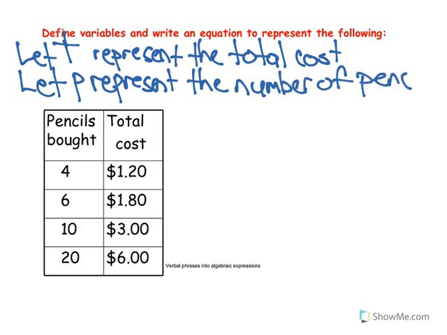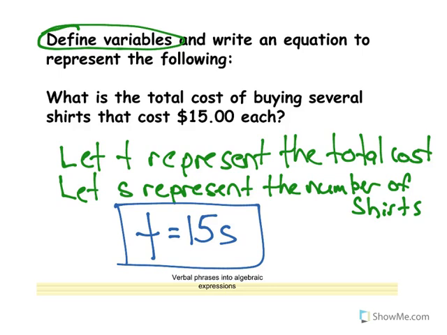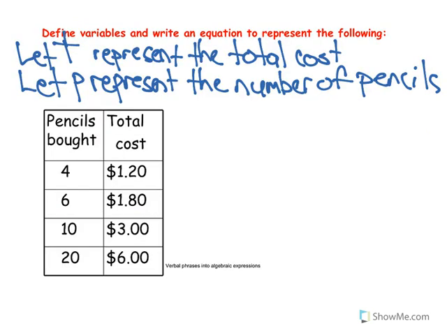But now they don't actually tell us anything, right? Here they told us the shirts were $15 each. We knew that was going to be our coefficient. Here we don't have that. We have to actually figure it out, which isn't too hard, right? If 4 pencils is $1.20, we can say $1.20 divided by 4 gives me 30 cents.